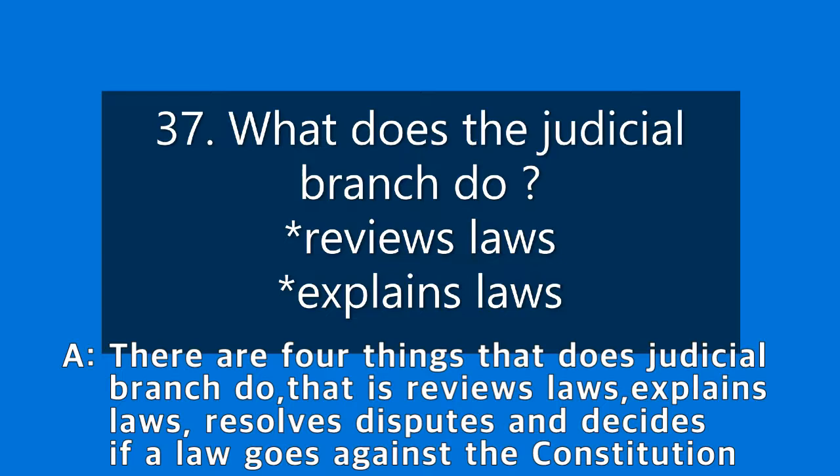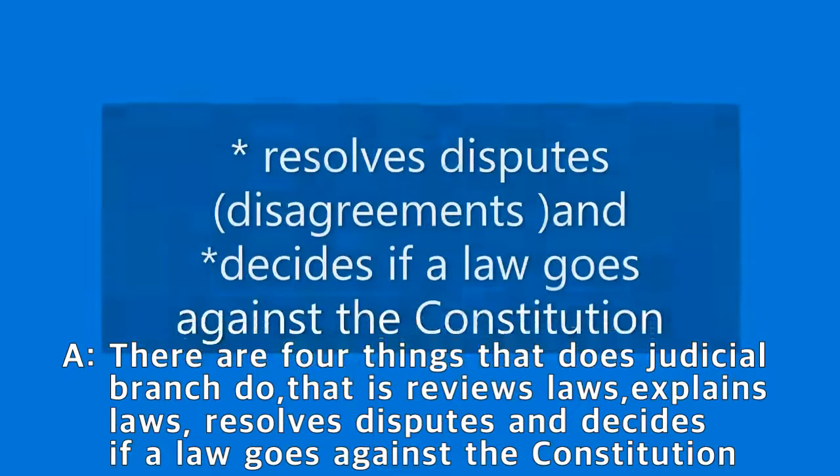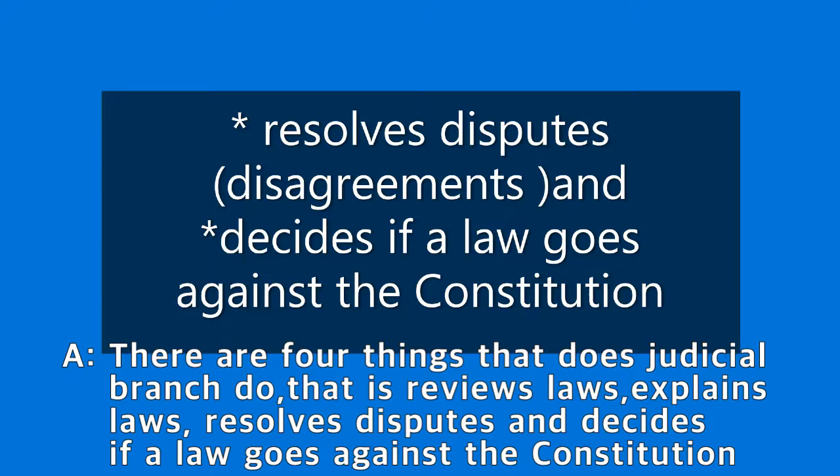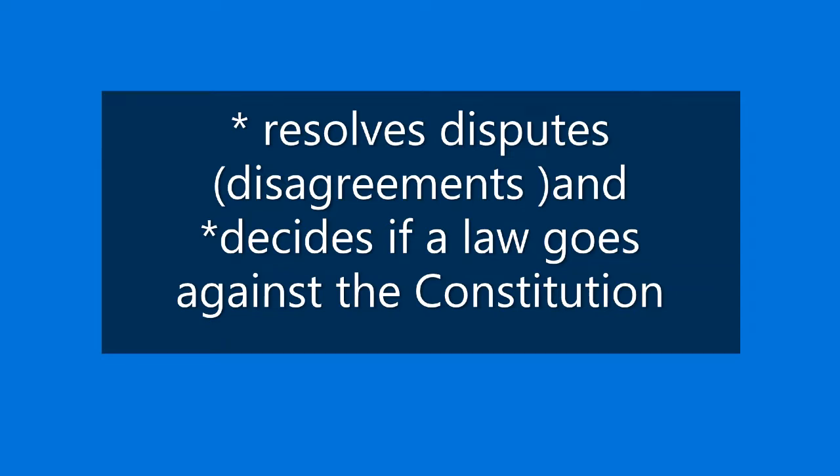Number 37. What does the judicial branch do? The answer: there are four things that the judicial branch does. That is, reviews laws, explains laws, resolves disputes, and decides if a law goes against the Constitution. These are the four things that the judicial branch does.